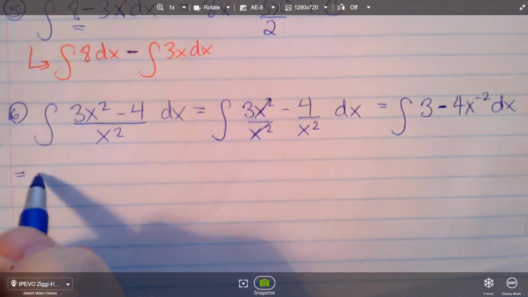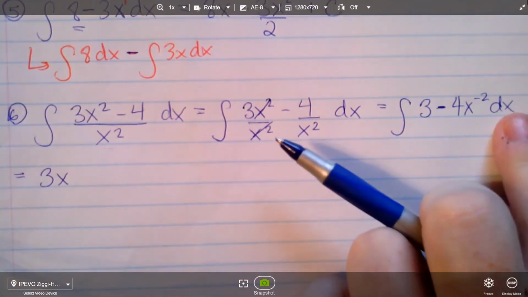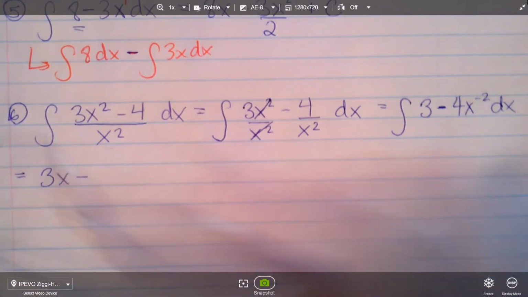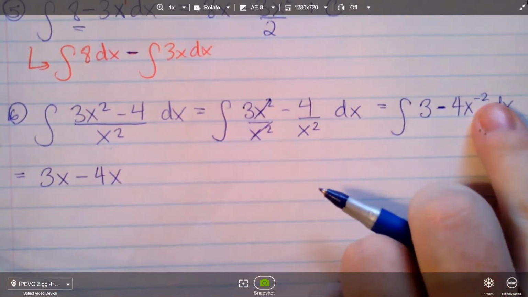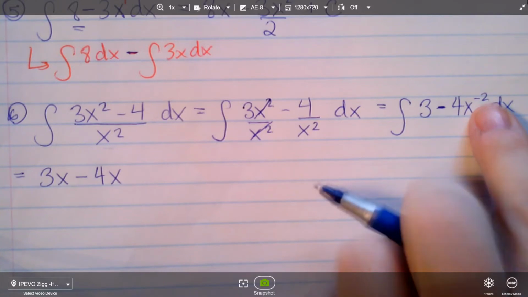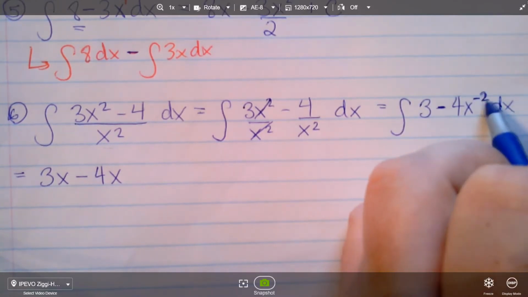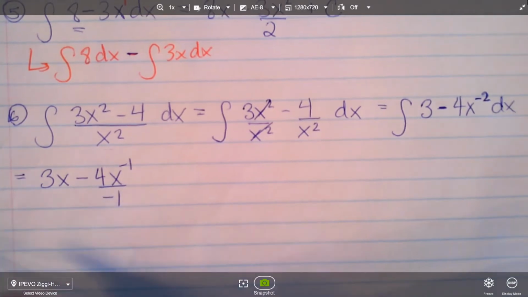So integrate 3, I know that's 3x because that's a constant and I'm integrating over dx. I am going to do the power rule here, so I'm going to add 1. Be careful, our brains tend to go the wrong way with this one. You see 2 and you add 1 and your brain immediately thinks 3, but it's minus 2 add 1, which actually puts you at minus 1. And a minus 1 on the bottom.